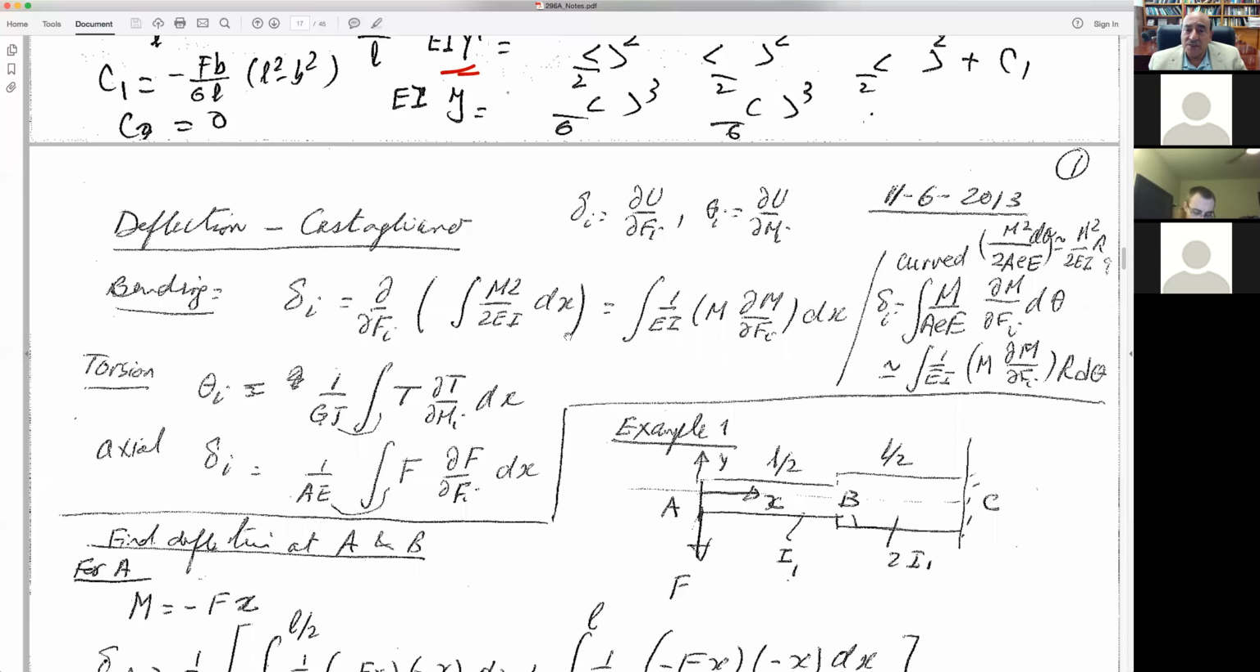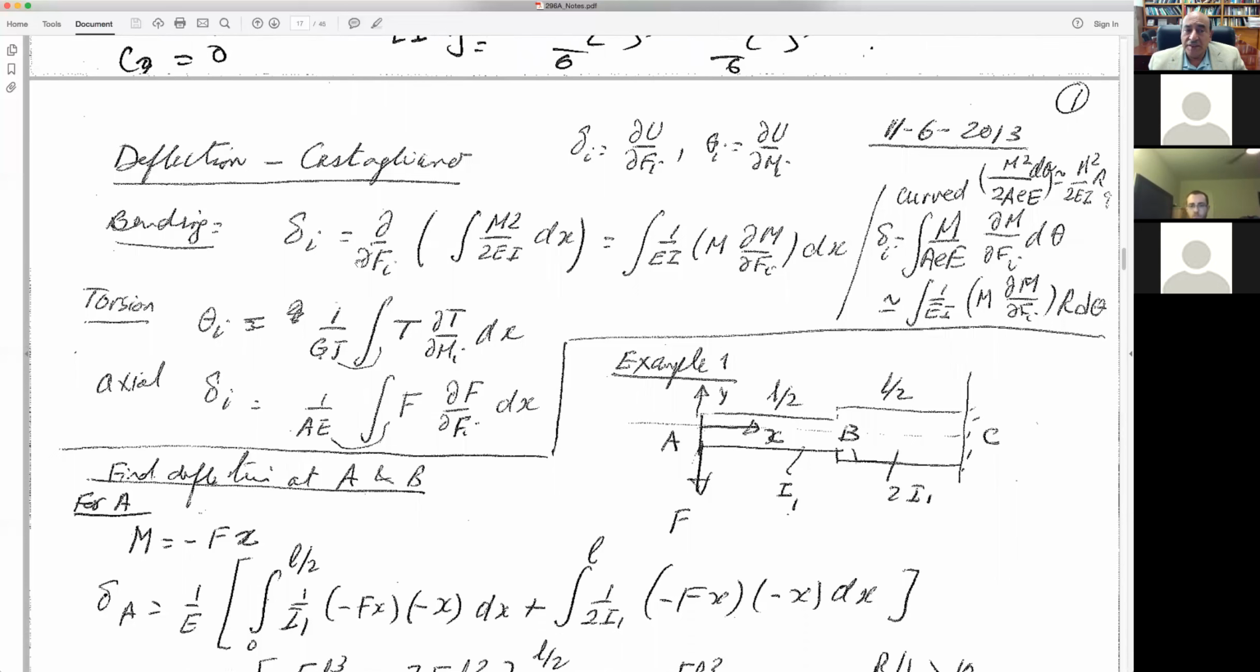And it goes as follows: the deflection is the rate of change of the stored elastic energy with respect to the force, and the rotation is the rate of change of the elastic energy with respect to the moment. So if we have bending, then the deflection is the rate of change with respect to the force at a specific point, in the same direction as the force. And then we take the derivative of the elastic energy.